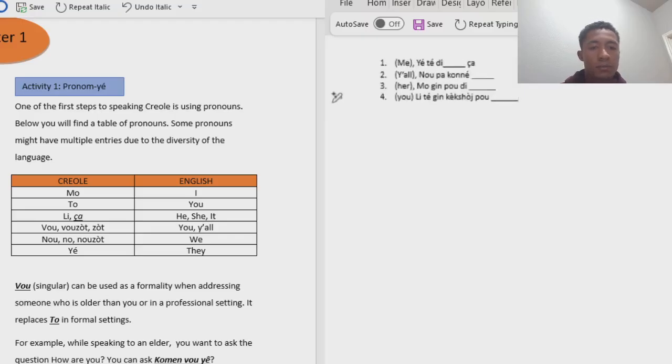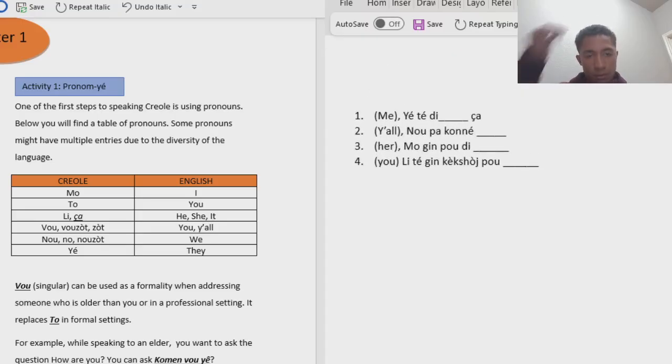All right. Can y'all see these? Let me know in the comments if you're able to see these. Yes, sir, or yes, ma'am, this is Louisiana Creole. All right, y'all are able to see. So in the comments, we're going to start with number 1. I'm going to say it in Creole and then tell you the translation in English. So, yete dit blank ça. They told blank that.